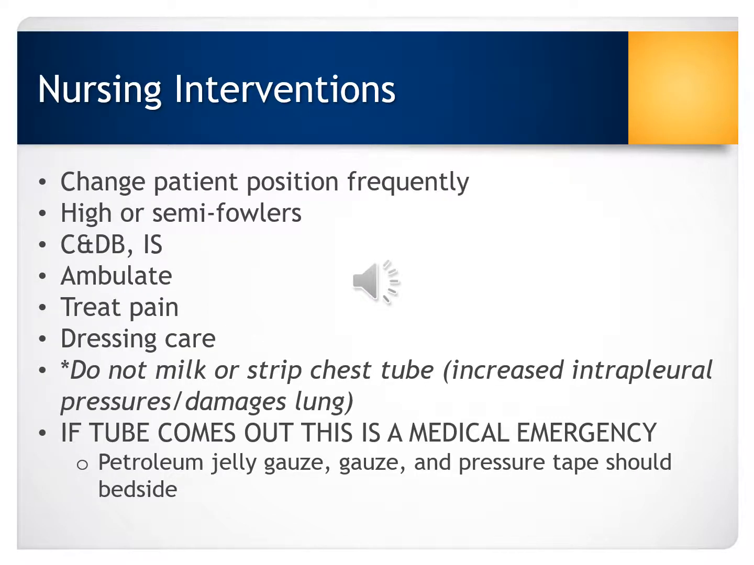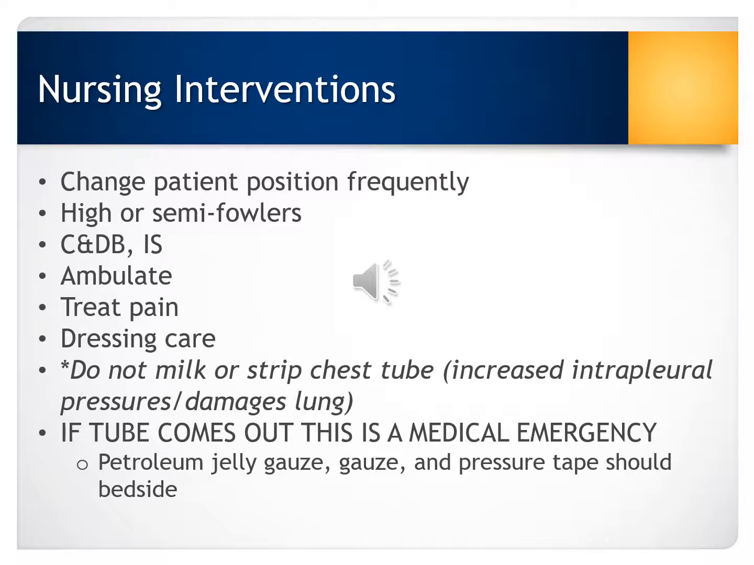For a patient with a chest tube, we would want to encourage them to change positions frequently. That will help promote drainage from the chest cavity. We would recommend a high or semi-Fowler's position to promote lung expansion. Coughing and deep breathing, teaching incentive spirometry is also extremely important for these patients. We want to ambulate as soon as possible, treat their pain, and we have to remember that if this chest tube comes out, this can be a medical emergency.